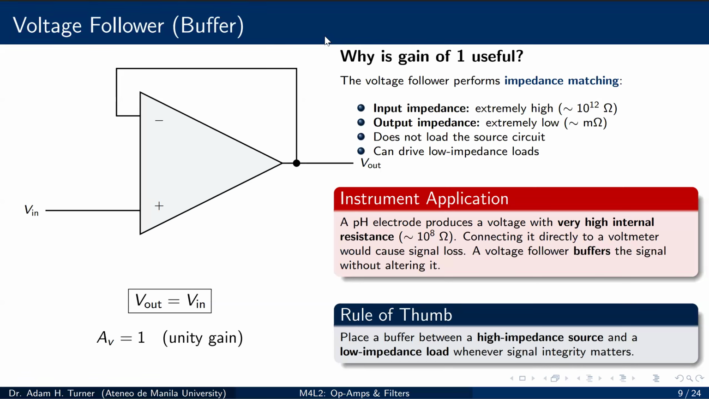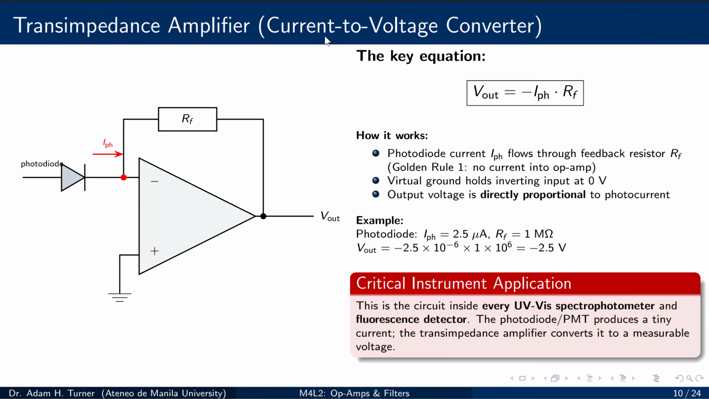So we can continue on. So the transimpedance amplifier or the current to voltage amplifier. This is probably the most important op-amp configuration for analytical chemistry. The transimpedance amplifier converts a current into a voltage. So look at the circuit. A photodiode is connected to the inverting input. The feedback resistor RF connects the output back to the same node. The non-inverting input is then grounded, and here's how it works.